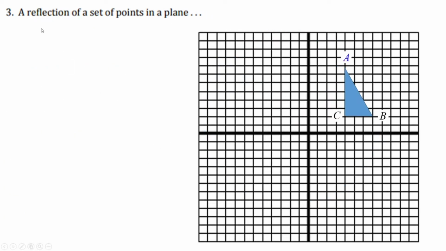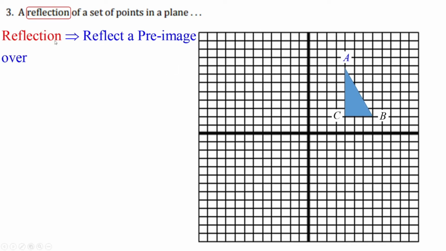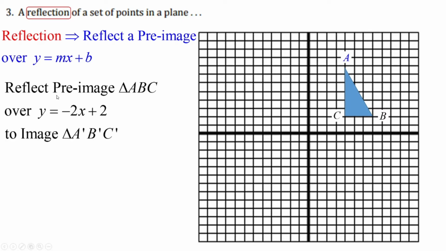All right, so a reflection of a set of points in a plane. So look at this one. They gave us a pre-image of a triangle ABC right there, and we're going to reflect it. So what are we going to reflect it over? I need to know the line of reflection. So a reflection, okay? Reflection implies reflect a pre-image over some line. Y equals mx plus b. Okay, cool. All right, so we're going to reflect pre-image triangle ABC over y equals -2x plus 2.